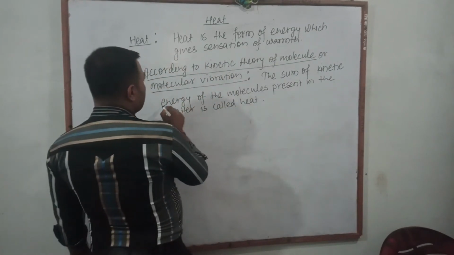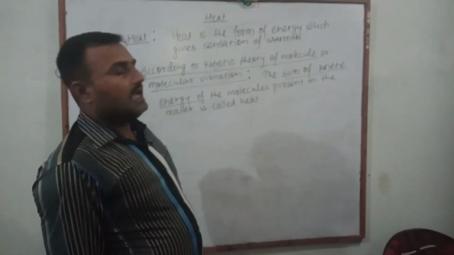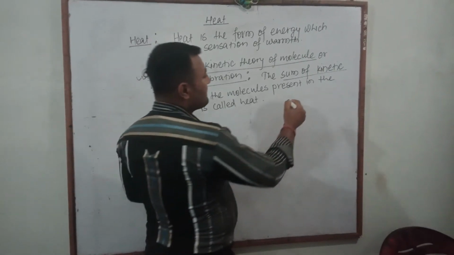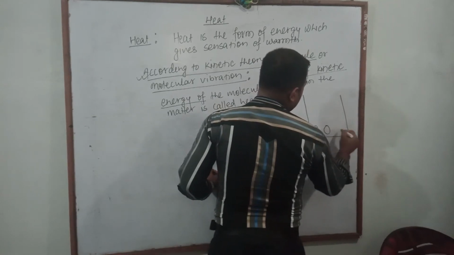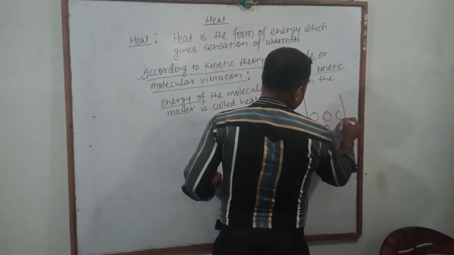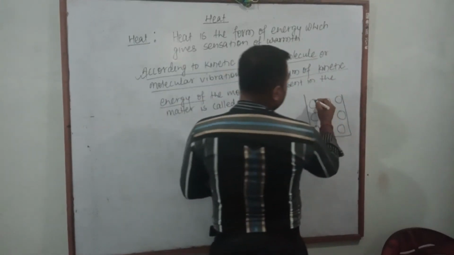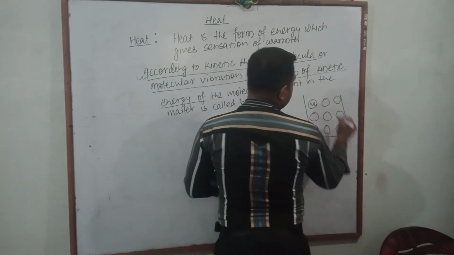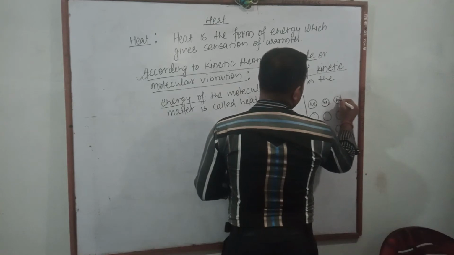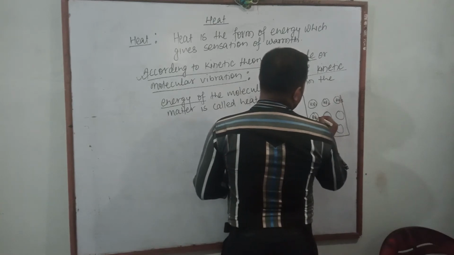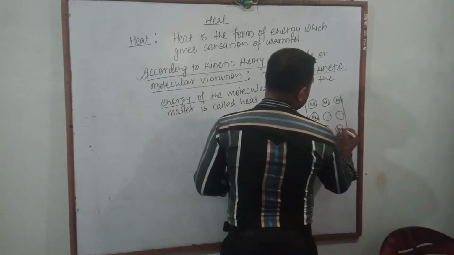Here in this definition we find that heat is the sum of kinetic energy of the molecules. Suppose any object is made up of a different number of molecules. These molecules have different kinetic energy. Suppose the first molecule has kinetic energy KE1, KE2, KE3, KE4 and so on. Suppose it contains n molecules, then it is called KEn.